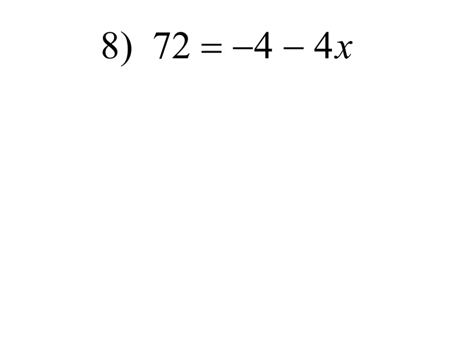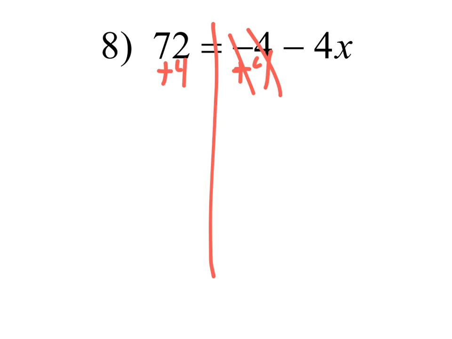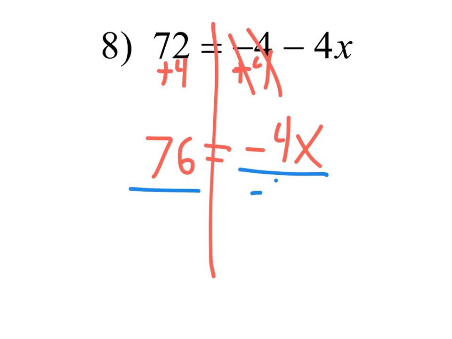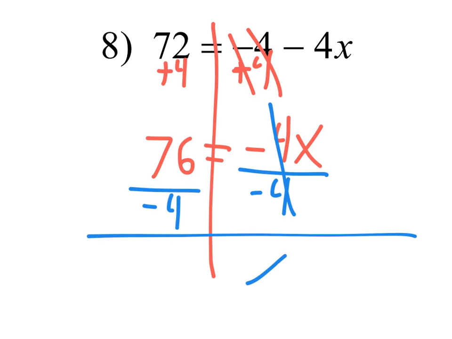Number 8, line down the equal sign. I'm going to start with that negative 4, so I'm going to add 4 on both sides. These two will cancel out. 72 plus 4 is going to be 76. Negative 4x left on the right side. Got to undo the multiplication, so I'm going to divide both sides by negative 4. Those two cancel out, left with x on the right side. And 76 divided by negative 4 is going to be a negative 19.